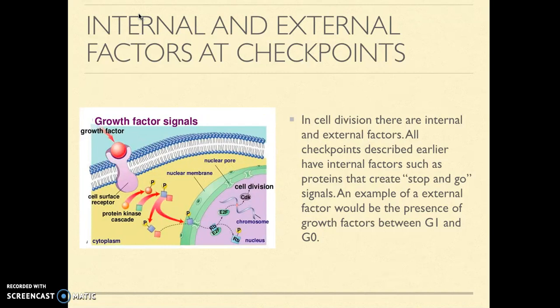But internal proteins are present in all the phases of mitosis. So then right here I have some growth factor signals, which would be considered external factors. There would be a receptor on the cell surface in the phospholipid bilayer, and when a growth factor hits the cell surface receptor, the protein kinase cascade, the PKCs, are activated, and in the nuclear membrane, it can activate other proteins that code for cell division in chromosomes.